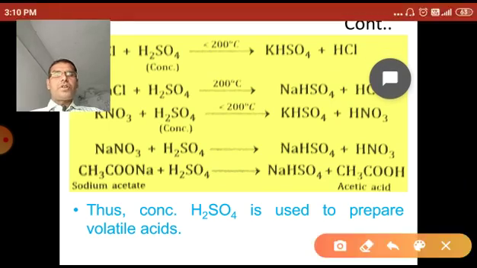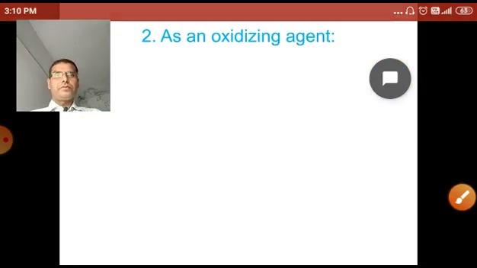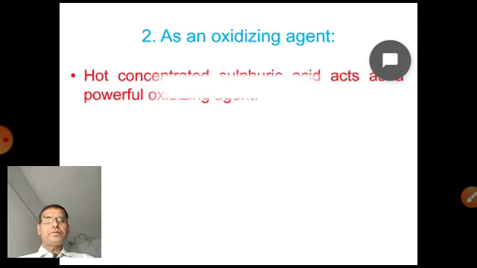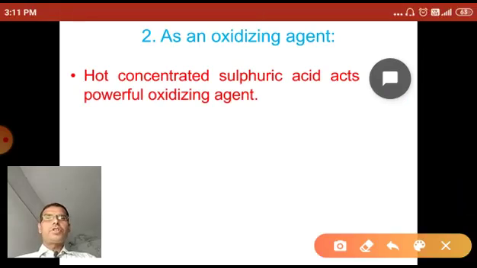Thus conc sulfuric acid is used to prepare volatile acids, which are more volatile than sulfuric acid. As for example, HCl and HNO3. Second, conc H2SO4 behaves as an oxidizing agent. So hot concentrated sulfuric acid acts as a powerful oxidizing agent.